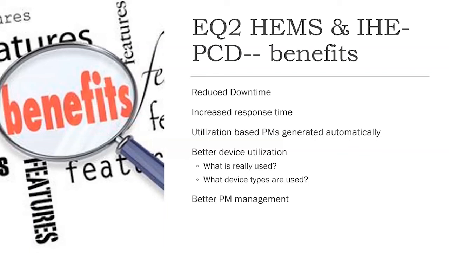You get better device utilization because you can see which devices are really used. Especially with equipment planning, you might have something that's there several years and looking at the hours and may only have 100 hours. And then, of course, better PM management because it helps you schedule your workload more appropriately.